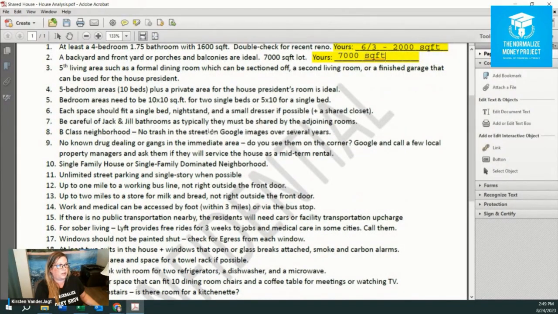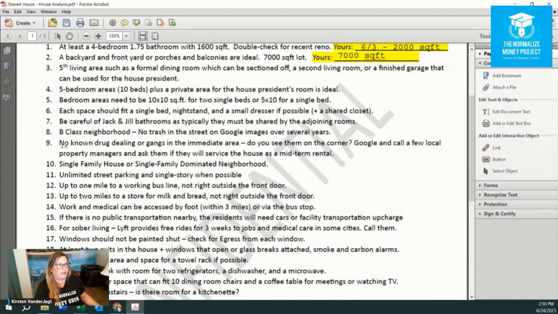Okay, so we are talking about Jack and Jill bathrooms, B-class neighborhoods. So when you're looking on Google, essentially you are going to be looking to see if there's no trash in the street. You want to look through the different years. So if there's Google images for 2022, 2019, 2014, you can get a really good sense of what's been happening over the years on that street. And you can scoot around on Google Images, which is real great.